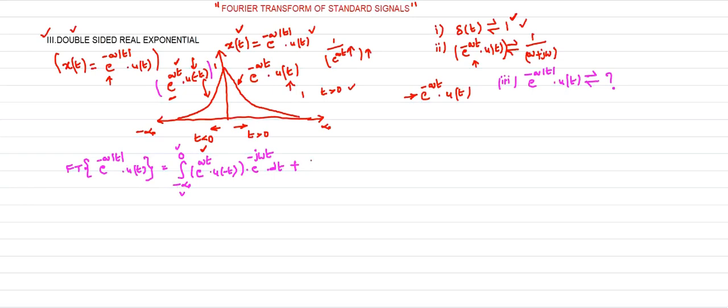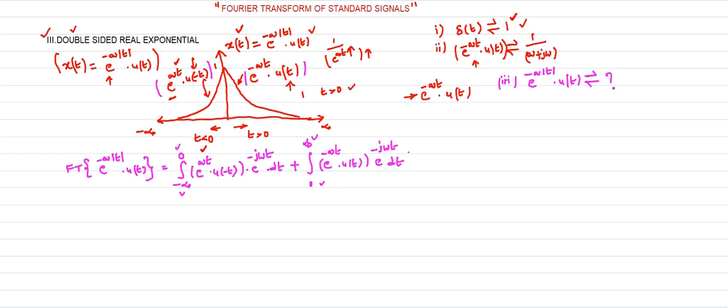Now what about the second part? 0 to infinity. Your signal from 0 to infinity is e power minus at into u of t, into e power minus j omega t dt.